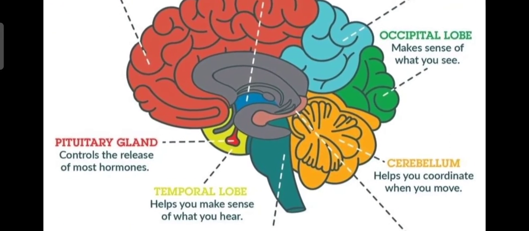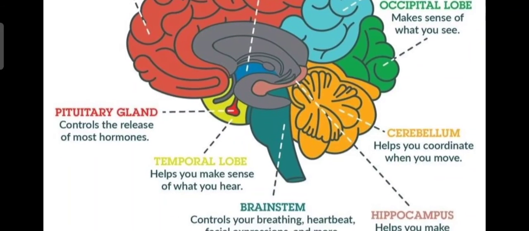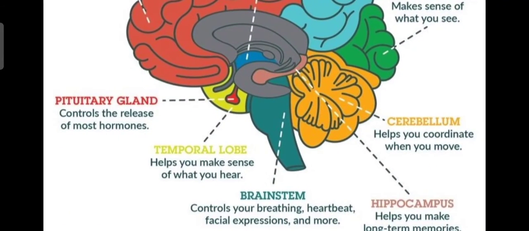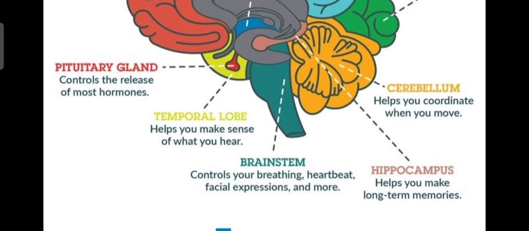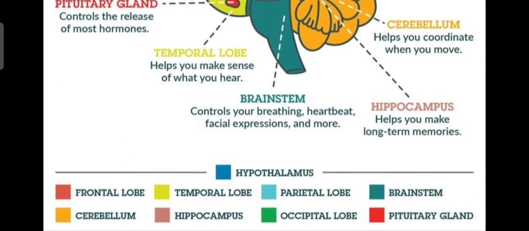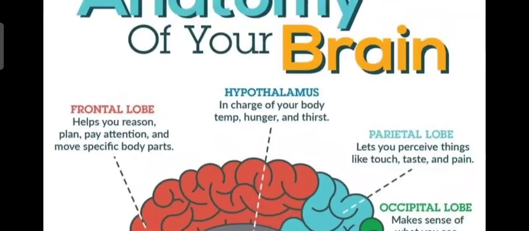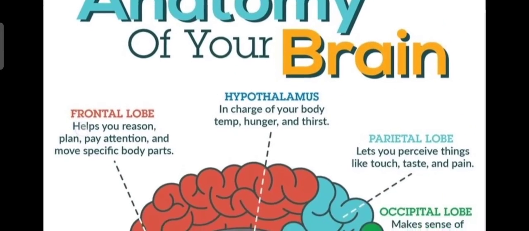Occipital lobe, C for see. Temporal lobe here. Cerebellum coordinates when you move. Hippocampus, hippopotamus, like memories. Brain stem: facial expression, and heartbeat and breathing involuntarily. Okay, these are the lobes. Memorize again: hypothalamus, frontal lobe, temporal lobe, parietal lobe, brain stem, cerebellum, hippocampus, occipital lobe, pituitary gland. This is the anatomy of the brain.